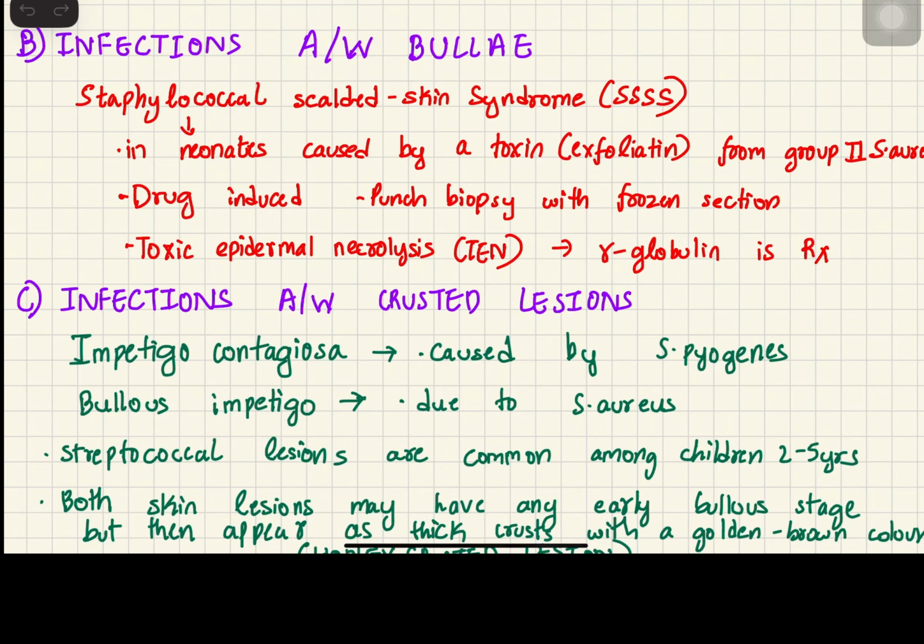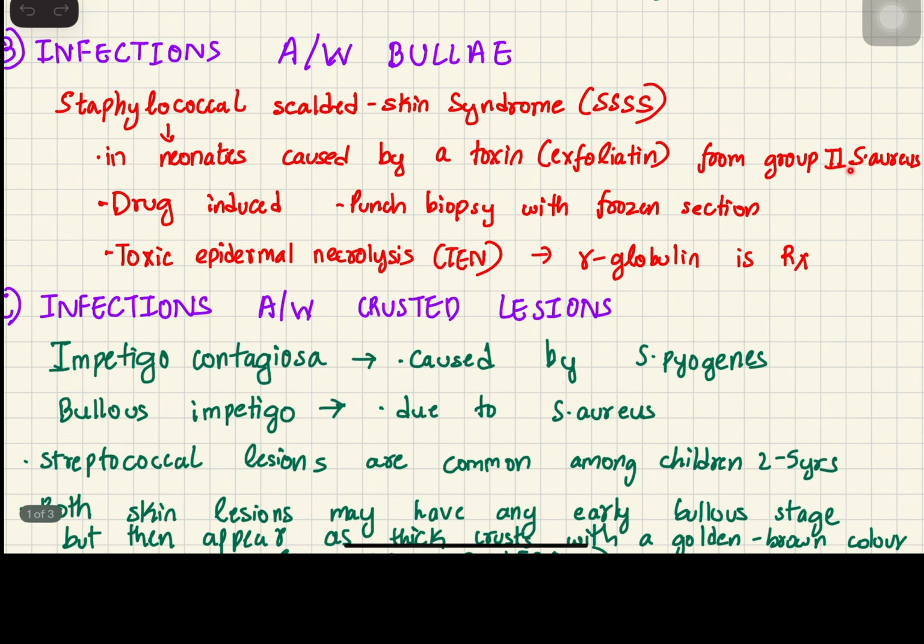Next up, bigger blisters: bullae. Infections associated with bullae. First one is staphylococcal scalded skin syndrome. They are more common in neonates. These are caused by exfoliative toxins which are released from group 2 Staphylococcus aureus. Diagnosis is punch biopsy with frozen section.